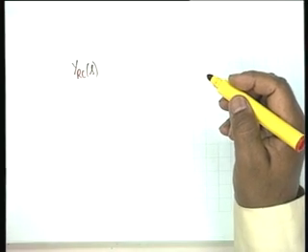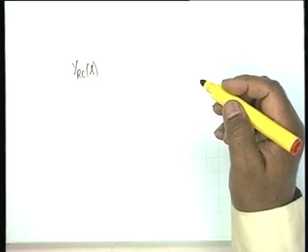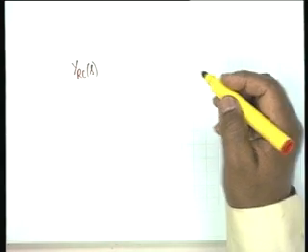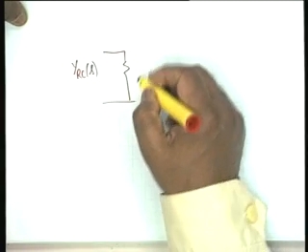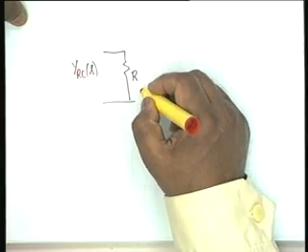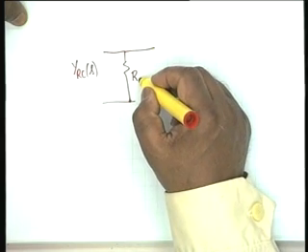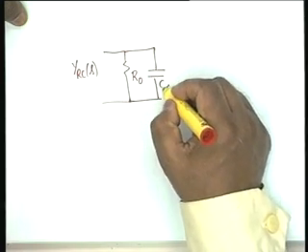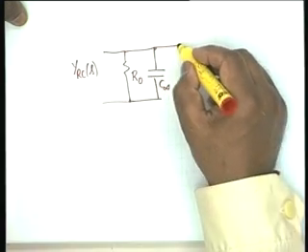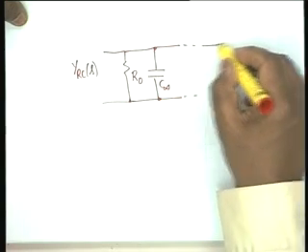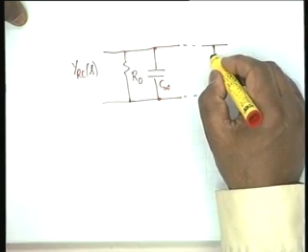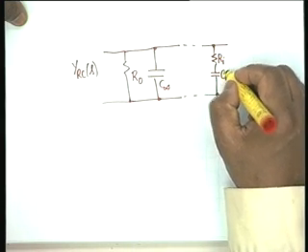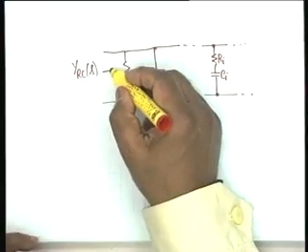Obviously, we take the Foster 2 form of LC and replace each L by a resistance. So what we get is some R, and for reasons to be made clear, we call this R0. Then we have a capacitance, we call this C infinity, and then a parallel connection of several branches, each consisting of a series connection of a resistance Ri and a capacitance Ci. This is the most general form for a YRC.